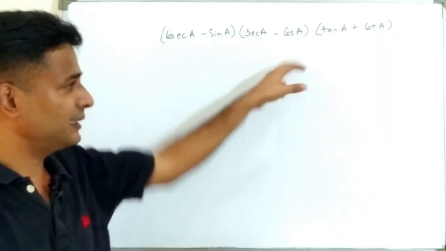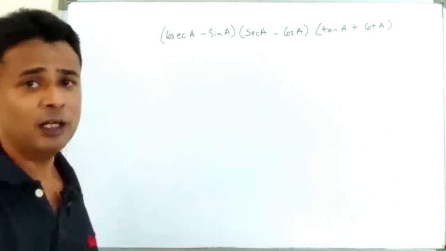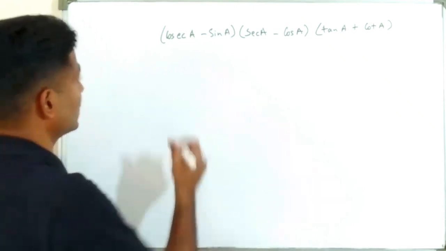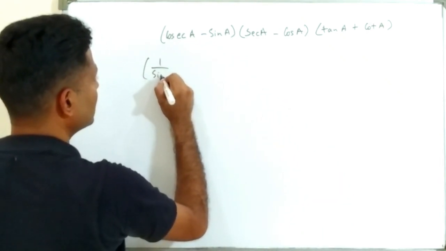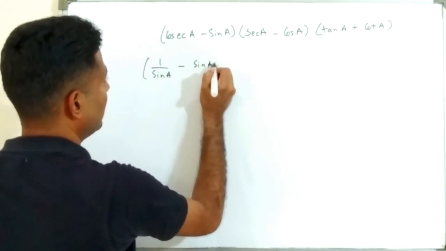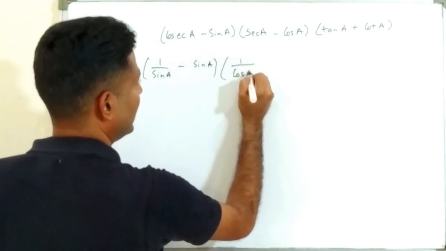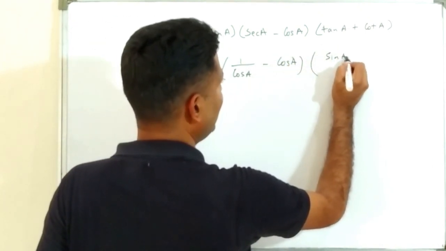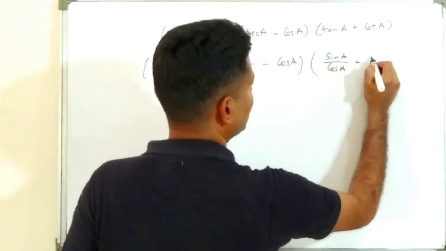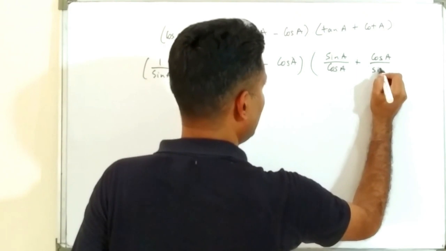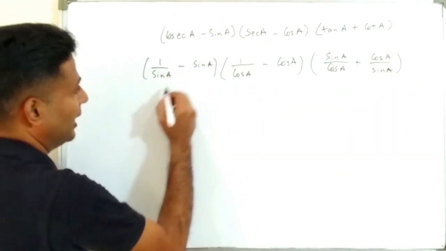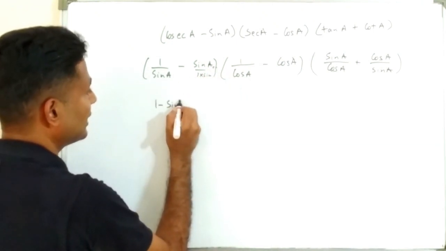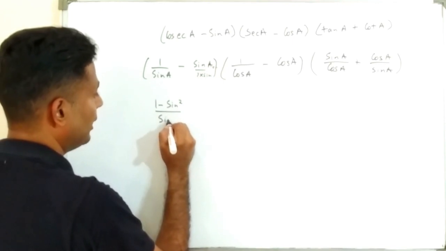Alright guys, now the next question is this, and they have asked us to prove whether it's equal to 1 or minus 1. Since everything is in trig ratios, I'll convert everything to sine and cos. So cosec A I can write as 1 by sine A minus sine A, and secant as 1 by cos A minus cos A, and tan A can be written as sine A by cos A, plus cot A can be written as cos A by sine A. Now guys, 1 by sine A minus sine A, when I take LCM, is 1 into sine A also into sine A. So I get 1 minus sine square A by sine A, right?